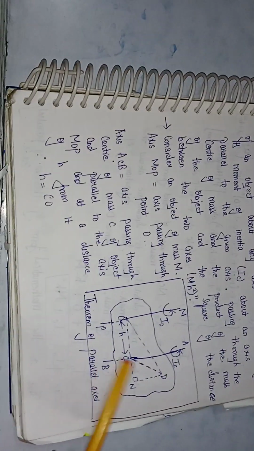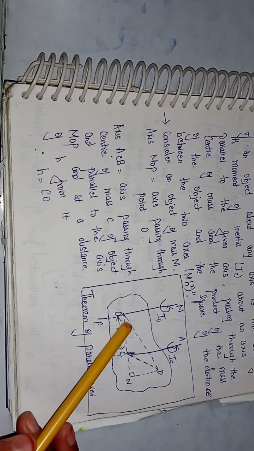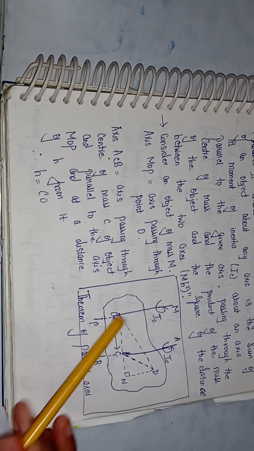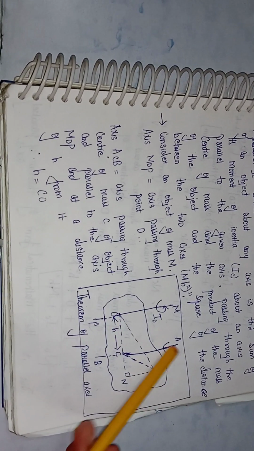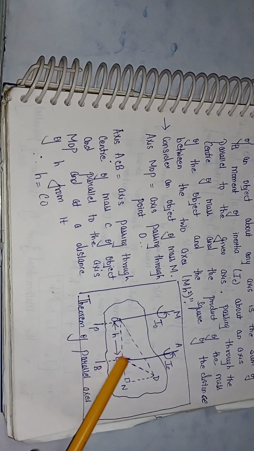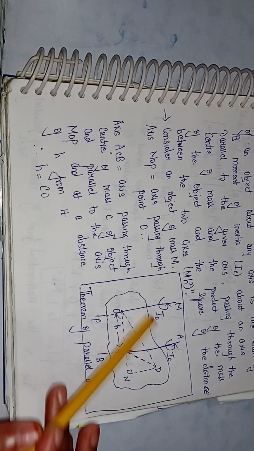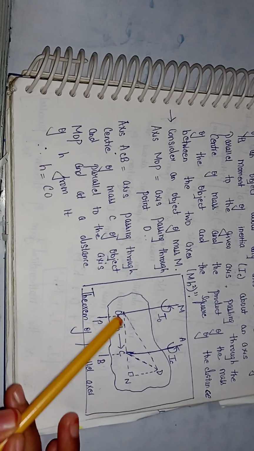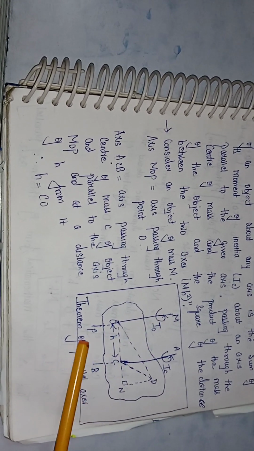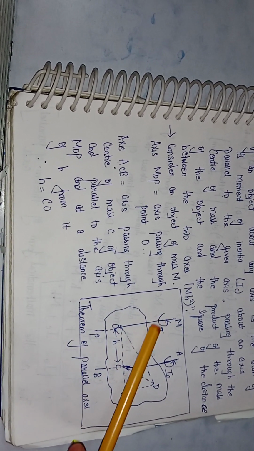Now let's start with the derivation part. These are the two axes which are parallel to each other. This axis MOP is an axis passing through point O, and axis ACB is an axis passing through the center of mass of the object. Both are parallel, and separated by a distance h, that is CO is equal to h. So this axis passing through MOP has moment of inertia IO, and for this axis it is IC.